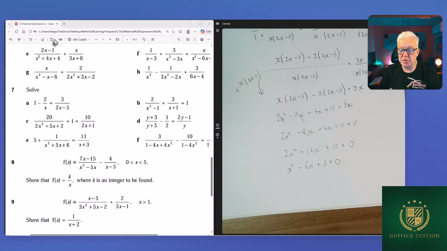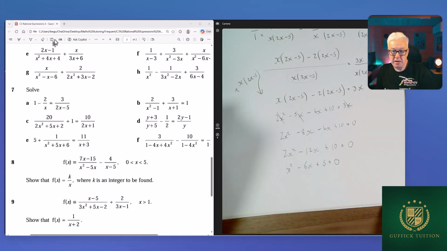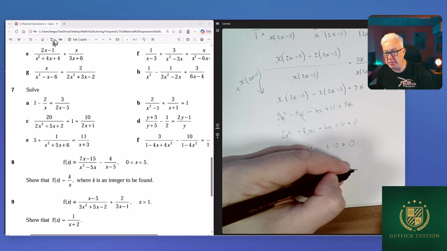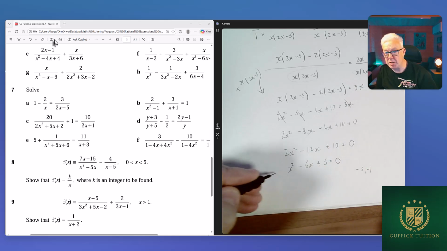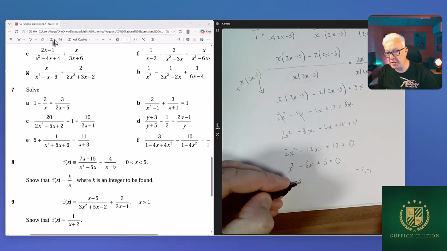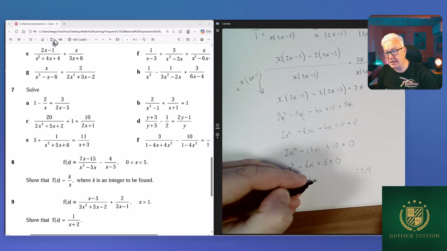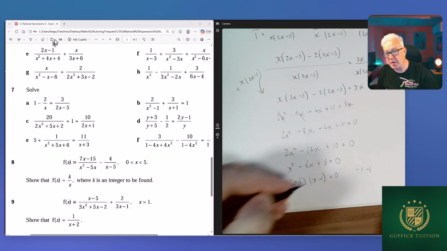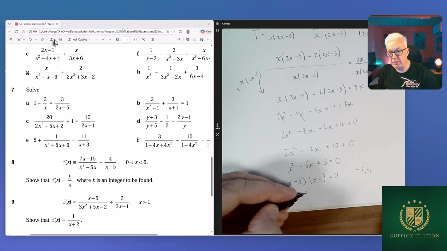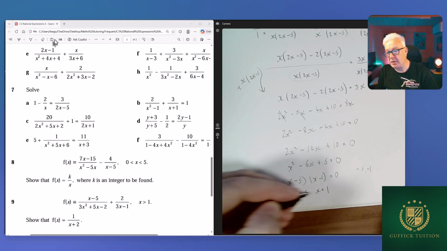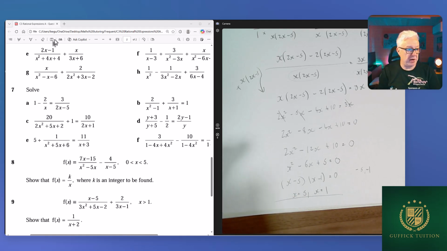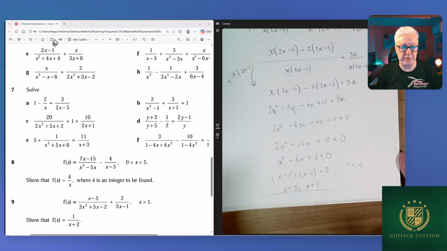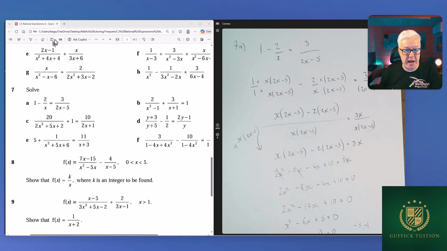So now we've got a nice quadratic to solve, and we're looking for two numbers that are going to multiply together to make plus 5, but add together to make minus 6. So I feel like that could be minus 5 and minus 1. So we're going to say x minus 5 and x minus 1 is equal to 0. So therefore x is equal to 5 and x is equal to 1. And that's that first algebraic fraction solved. Okay, so that's how we would do 7a.